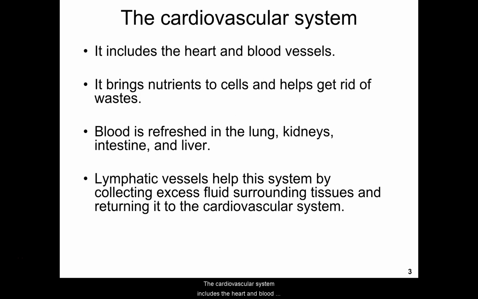So the cardiovascular system includes the heart and blood vessels. It brings nutrients to cells and helps those cells get rid of wastes that they produce during regular cellular processes. Blood is refreshed in the lungs, kidneys, intestines, and liver, and the lymphatic vessels help it by bringing excess fluid back into the system, the cardiovascular system itself.